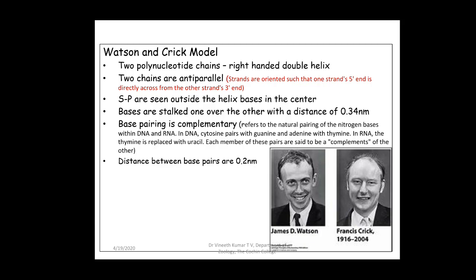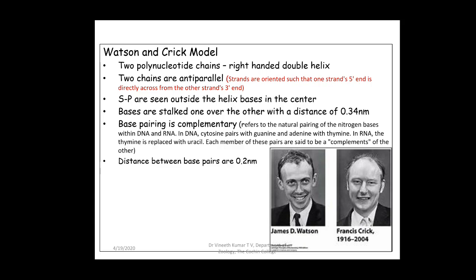So coming to the Watson and Crick model, the conclusions of the Watson and Crick three-dimensional model of the DNA were that the DNA was made up of two polynucleotide chains, and these chains formed a right-handed double helix.